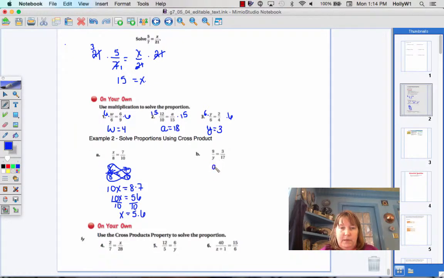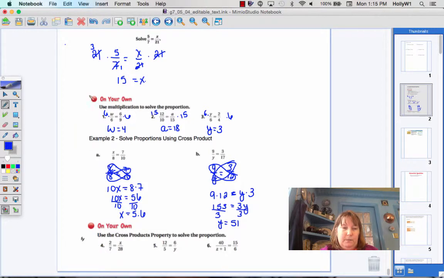In this case, 9 over y is equal to 3 over 17. We're going to take the cross products. So 9 times 12 is equal to y times 3. 9 times 12 is 153. Yes, I used a calculator. Is equal to 3y. Divide both sides by 3, and using the calculator, I get y is equal to 51. So on your own, why don't you try these 3 using cross products and see where you get.